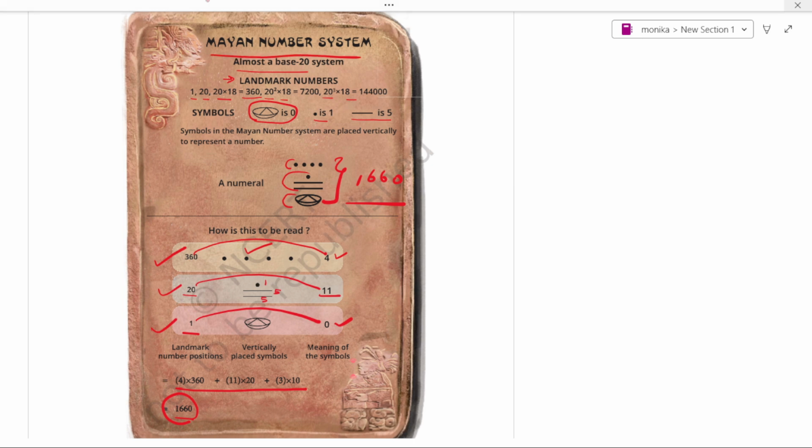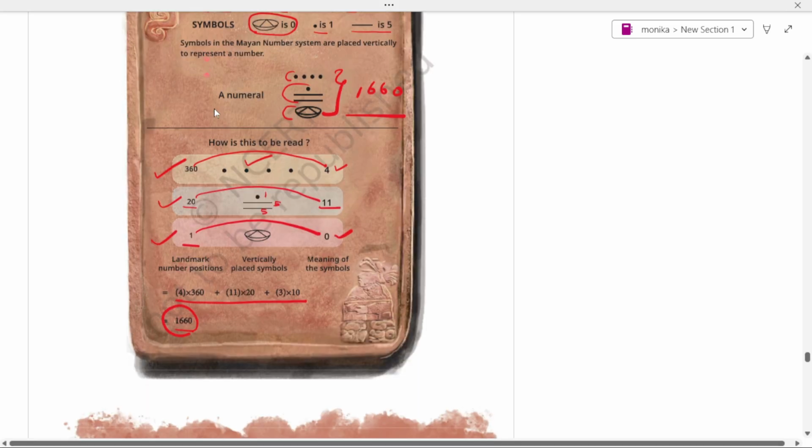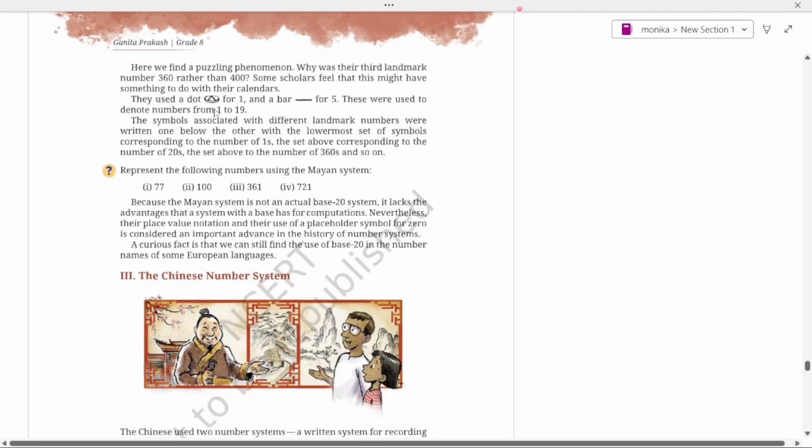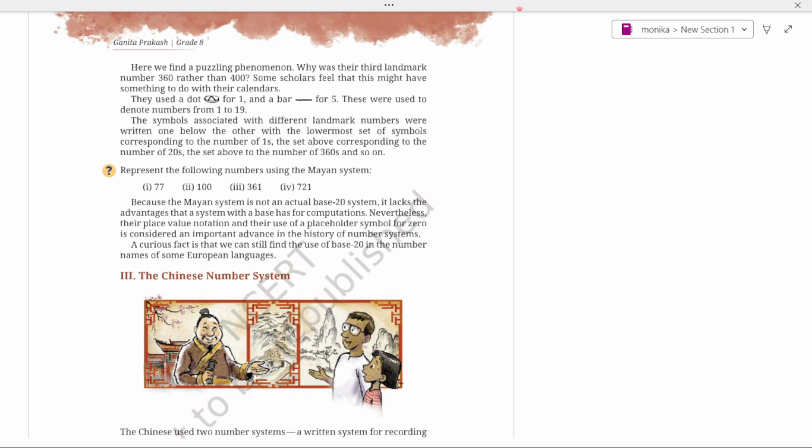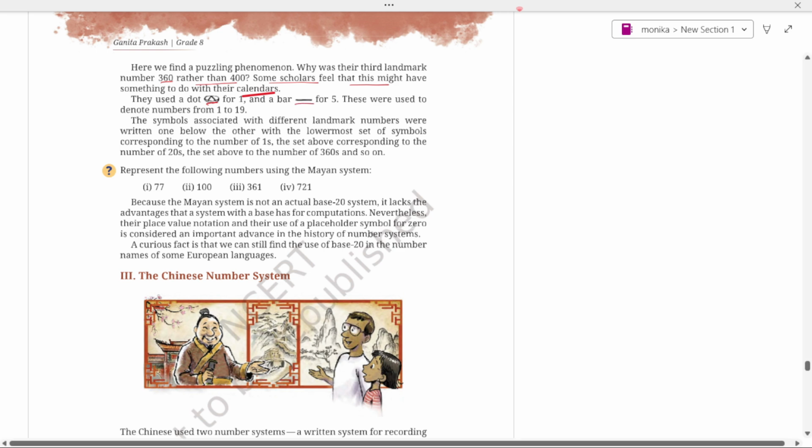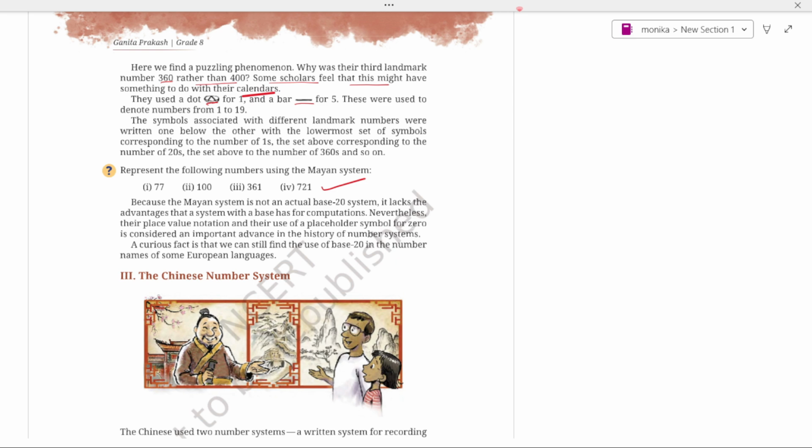Moving ahead, what is this phenomenon? The phenomenon is that their landmark number is represented as 360 rather than 400. Some scholars feel that this might have something to do with their calendars. They use a dot, a seashell, and a bar for their symbols. To represent this would be quite difficult because the system is not actually base 20. So it lacks the advantage that a system with a base has in computations.